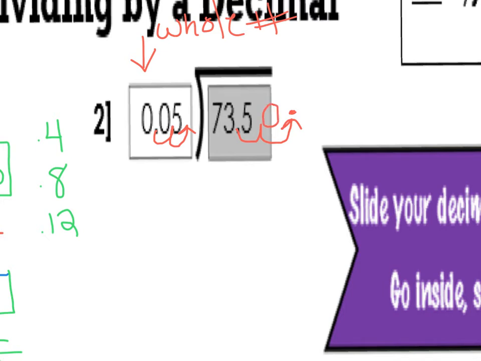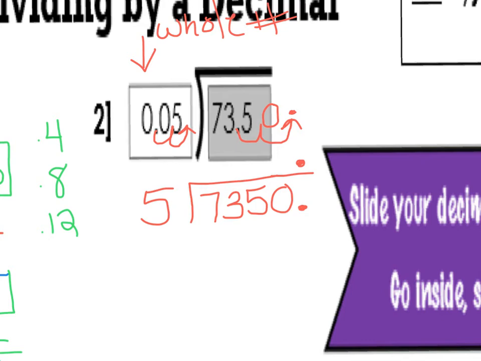I'm going to rewrite it underneath so we don't have a big mess. And I'm going to rewrite 5 as my whole number. And then 7,350 on the outside. And yes, the decimal is in the back. You can leave it there if you want and pop it up if that helps you. Keeping it a routine, right? All right, now we're going to do our divide. Multiply, subtract, bring down, repeat.